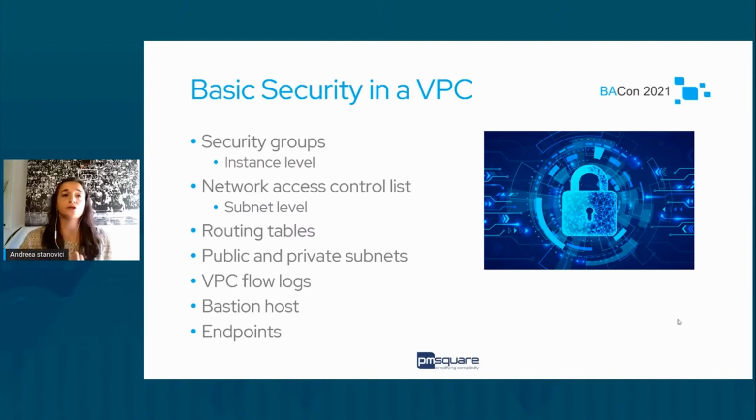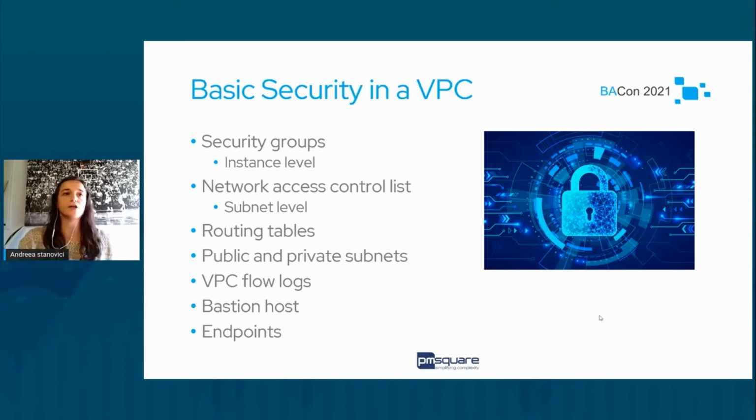With VPCs, you can also enable VPC flow logs, which is just a way to detect and keep track of traffic that's flowing inside and outside of your VPC. And two other great things for security within your VPC are bastion hosts and endpoints, which we are going to talk about in just a second.